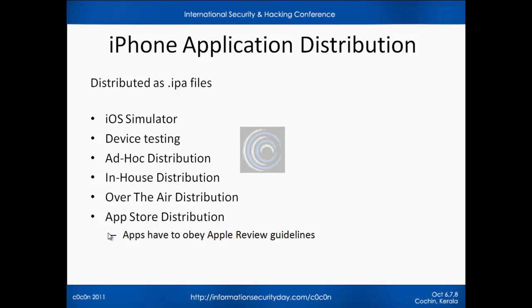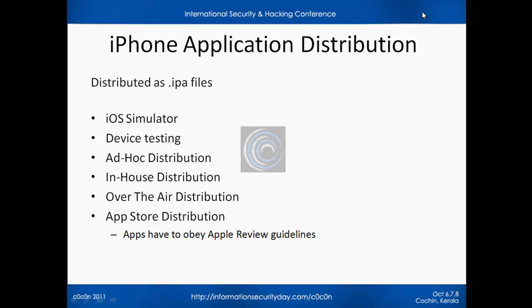The main problem with this kind of distribution is if someone gets access to that link, they can download the application and install it. The final type of distribution is App Store distribution. If you want your application to be available to the public, you can put your application in the App Store. But remember that Apple only allows applications which follow their review guidelines. So in general, applications are distributed as .ipa files.